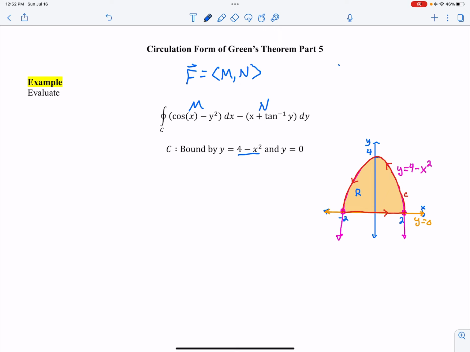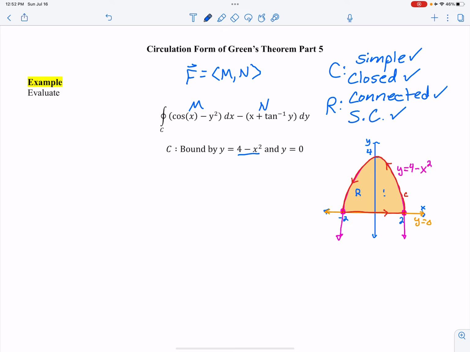We'll do our checklist real quick. For the boundary C, it is simple, doesn't overlap itself. It is closed, right, because it starts and stops at the same spot, so the path is good. The region R has to be connected. If I pick any 2 points in R and connect them, I stay in R. And then simply connected, remember, is that if I put any open region, I can contract it down to a point, and that stays in R. I don't end up outside of R. All right, so there's my path. I just checklist everything for Green's theorem. It is going counterclockwise, so I can use Green's theorem.